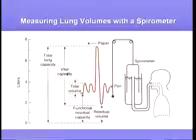So it's clear that we can measure several volumes with a spirometer. We can measure the tidal volume, for example, and we can measure the vital capacity, but we can't measure the residual volume, the functional residual capacity or the total lung capacity, because we can't measure the volume of gas in the lung at the end of a full expiration.